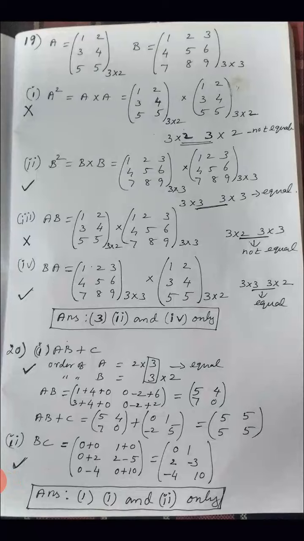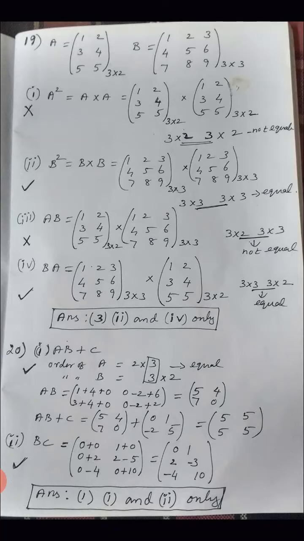Third one, AB. See the order. Order of matrix A is 3 by 2. Order of matrix B is 3 by 3. See that the column of the first matrix and the row of the second matrix are not equal. That one is 2, this is 3, so not equal. So here also multiplication is not possible, not defined. So we can't find the multiplication. So I put wrong.